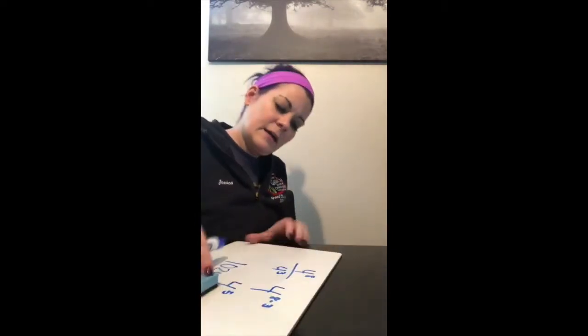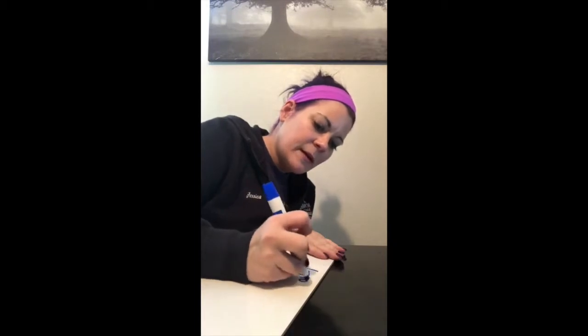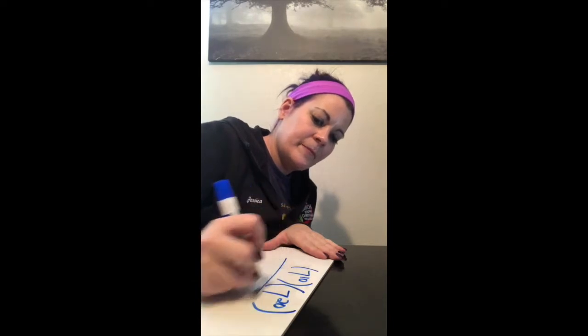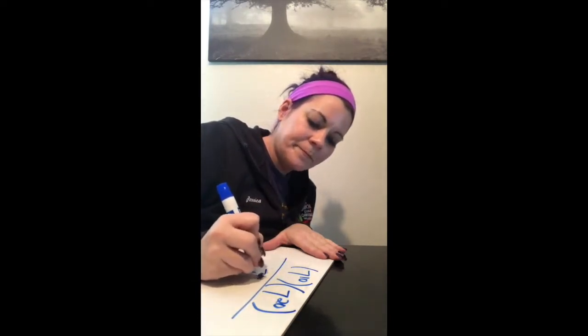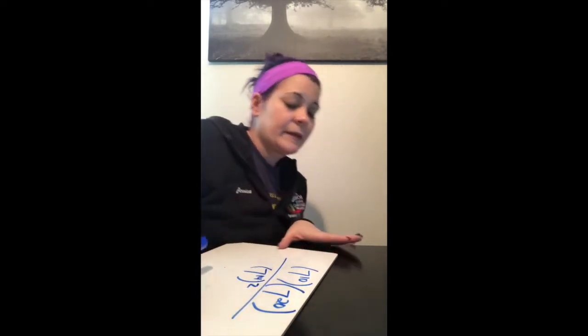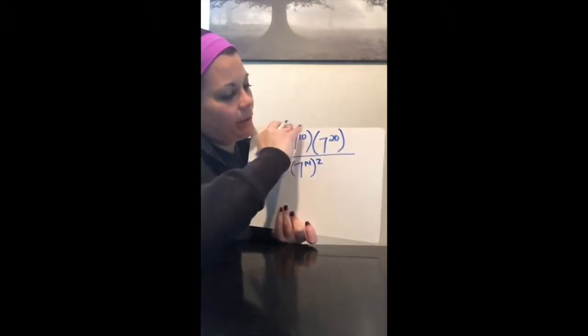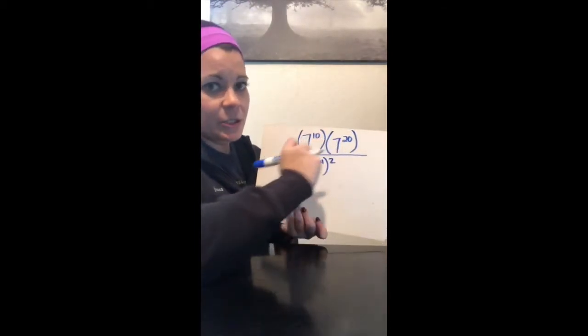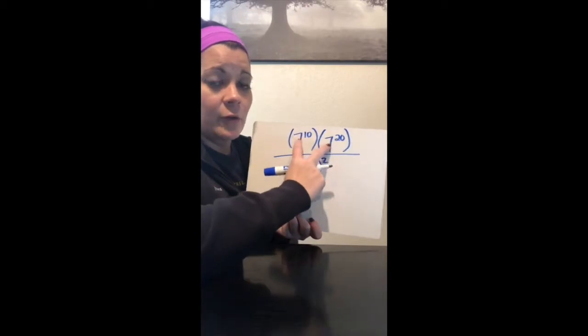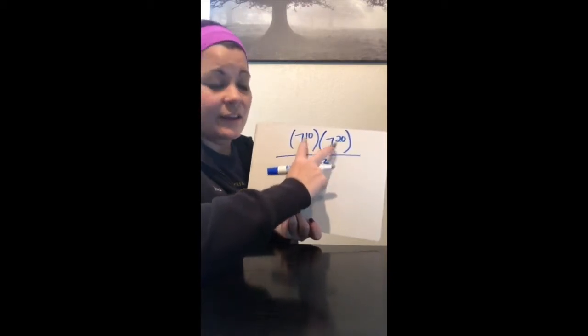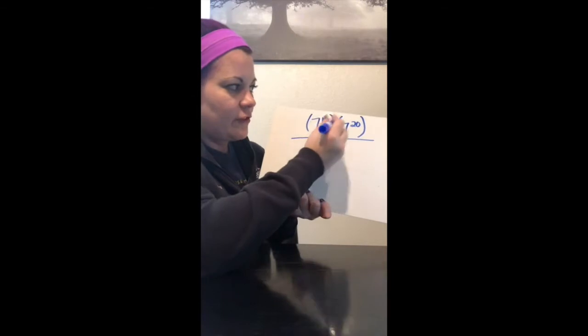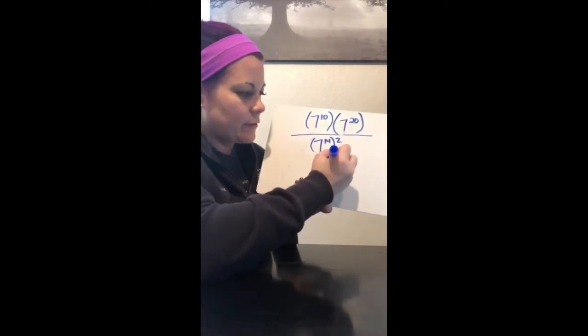Now it gets tricky when you have more than one exponent property law in a problem, but you've got to follow PEMDAS too. Okay, so since this is divided by everything on top, you need to simplify the top and you need to simplify the bottom separately. So let's simplify the top first. This is the exponent property law of multiplication of the same base. That law said that we added the exponents. So 10 plus 20 is 7 to the 30.